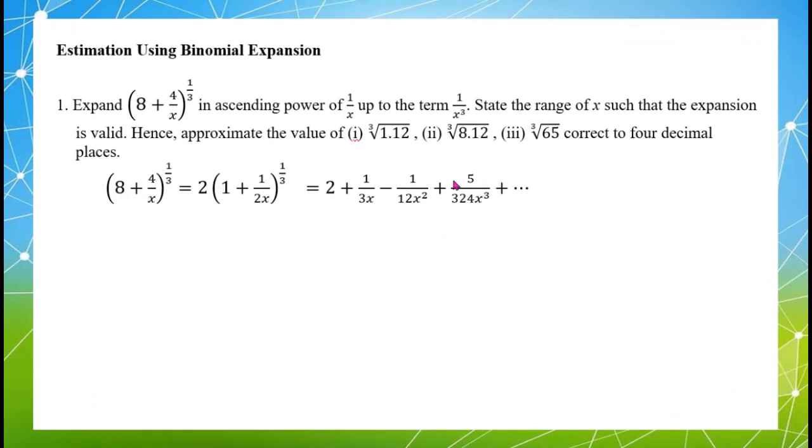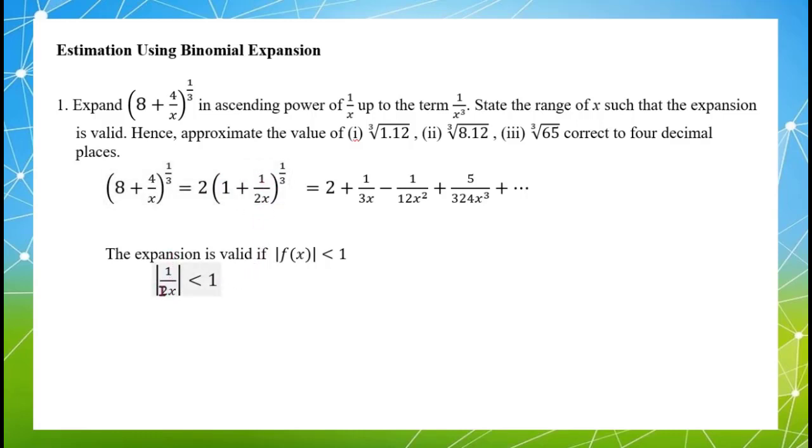Now, after we have got the expansion, state the range of x such that the expansion is valid. For the expansion to be valid, the modulus of f(x) must be less than 1. In this case, f(x) is 1/(2x). But one of the common mistakes of students is that they always take this 4/x as f(x). This is definitely not correct. Because in this binomial expansion the power is 1/3, the first number must be changed to 1. After we change to 1, f(x) is this one.